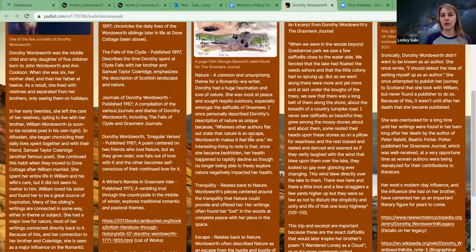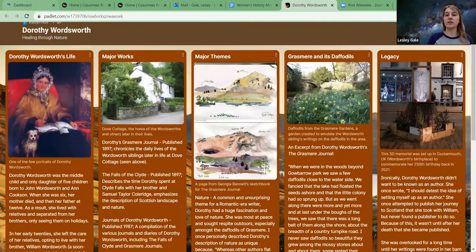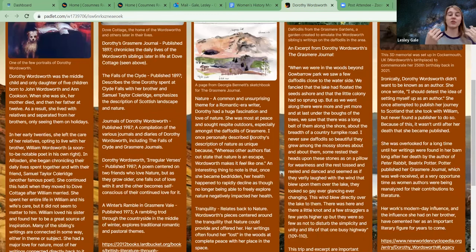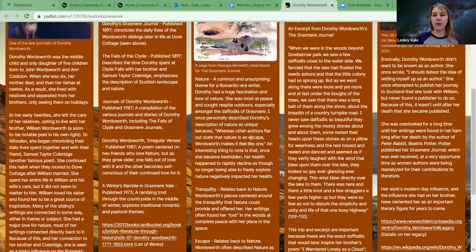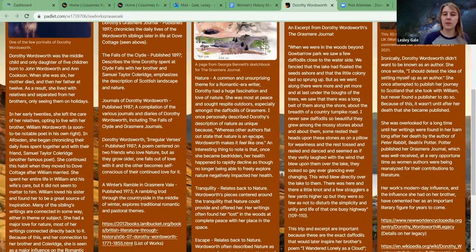So I have an excerpt here from Grasmere and its daffodils, the exact daffodils that actually inspired her brother's poem. When we were in the woods beyond Gowbarrow Park, we saw a few daffodils close to the waterside. We fancied the lake had floated the seeds ashore and that the little colony had so sprung up. But as we went along, there were more and yet more. And at last, under boughs of the trees, we saw that there was a long belt of them along the shore, about the breadth of the country turnpike road.